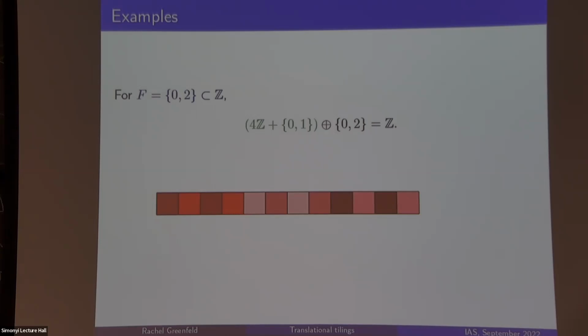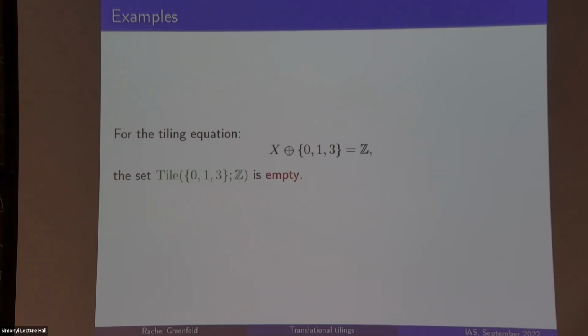Now, so far we have seen just examples of sets that do tile by translation, and of course this is not always the case. So here is an example where we cannot tile the space. If I take the subset of Z, the set of the integers 0, 1, and 3, I will not be able to tile Z by translations of this set, because, for example, there is no way to cover the point 2 without overlapping.